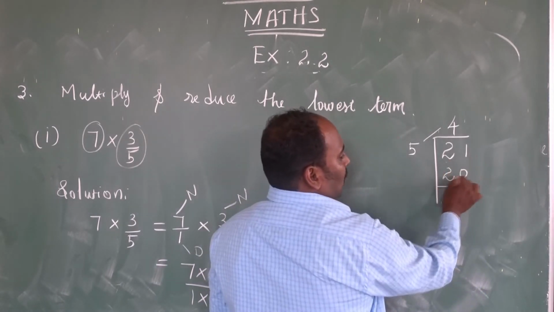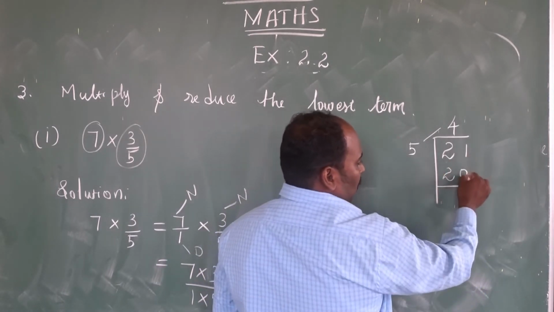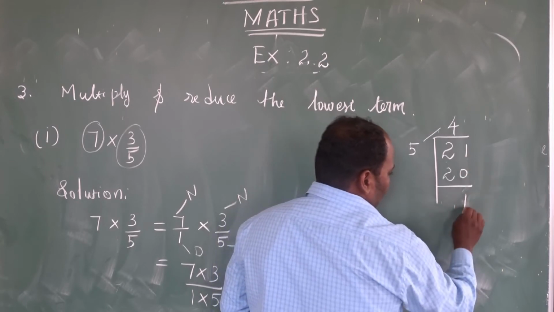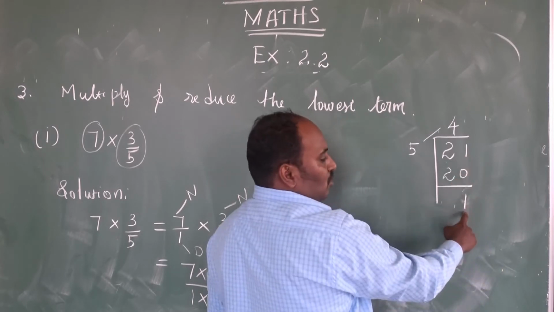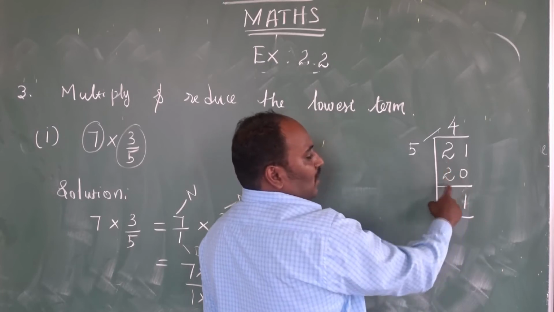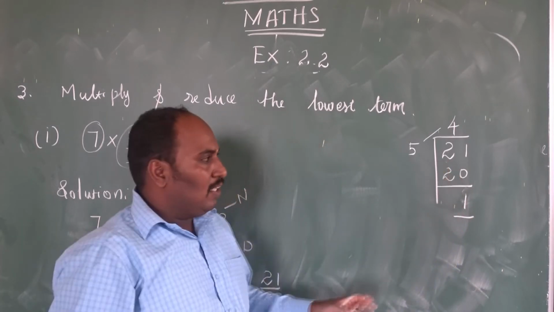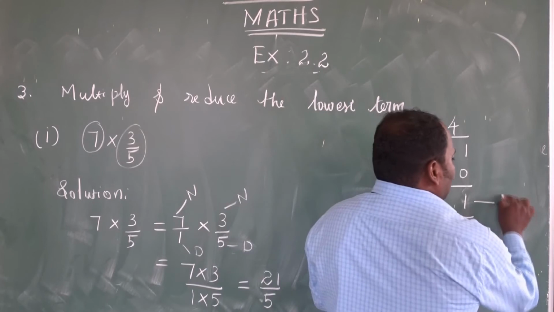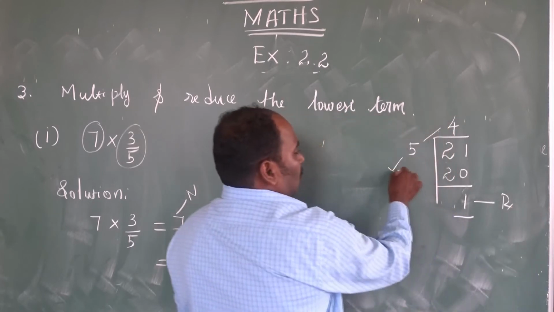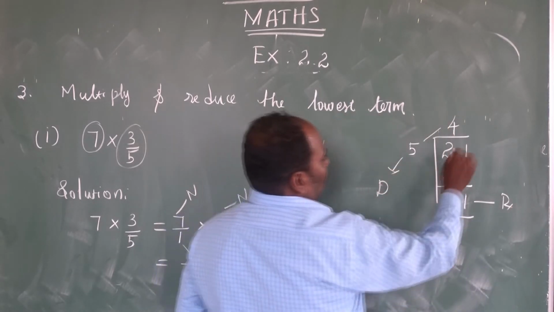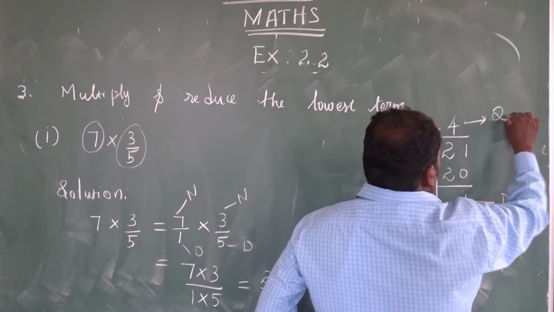21 minus 20, 1 minus 0 is equal to 1. Here 2 minus 2 is equal to 0. Listen here. The 1 is the remainder part, the 5 is the divisor part, and the 4 is the quotient part.